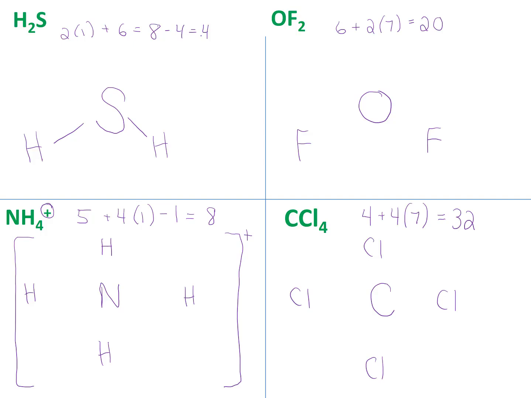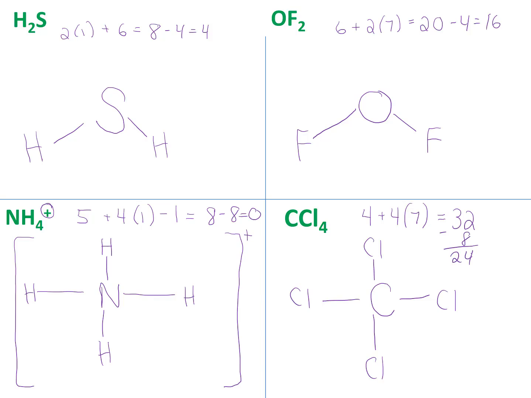For OF2, add in 2 single bonds, subtract what we used, we have 16 left. Here we'll draw in 4 bonds. We used 8, we have 0 left. And then in the last example, draw in 4 bonds, we used 8, and we have 24 left.